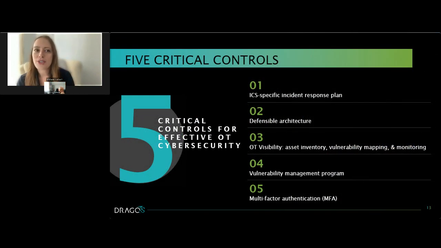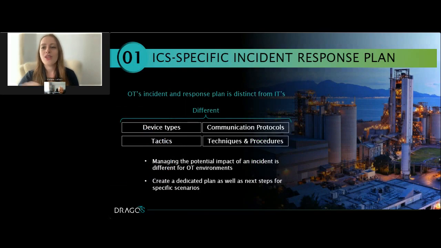Recently, Dragos published our 5 critical controls, which are the 5 main categories where we would recommend putting in mitigating controls for effective OT cybersecurity. Those include an ICS-specific incident response plan, a defensible architecture, OT visibility, a vulnerability management program, and multi-factor authentication. So let's review them each one by one and talk about what the necessary actions entail.